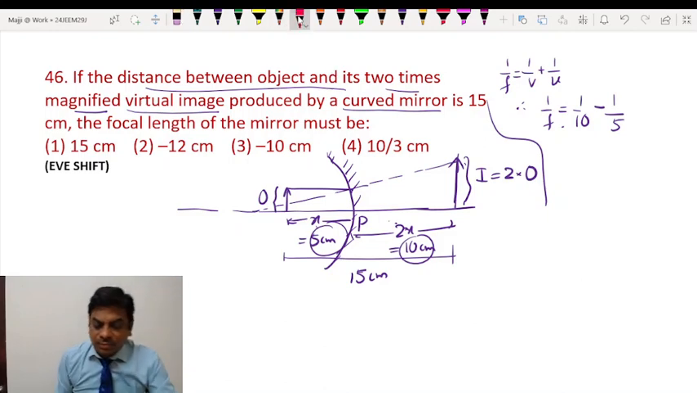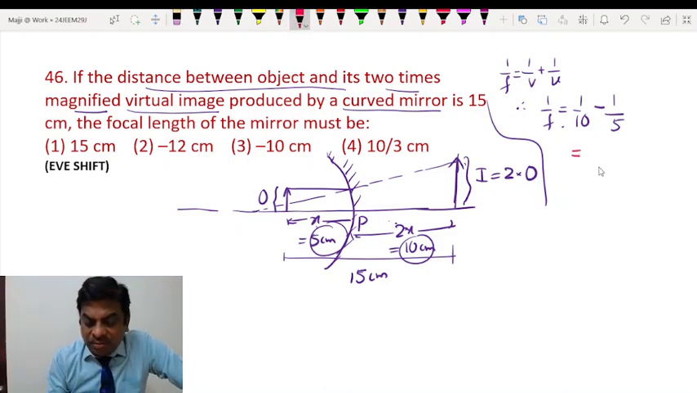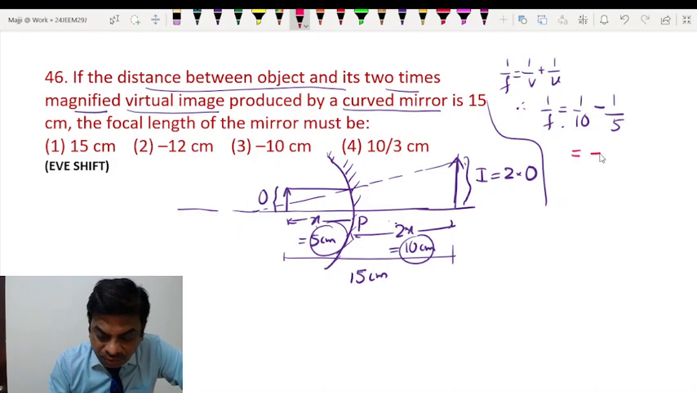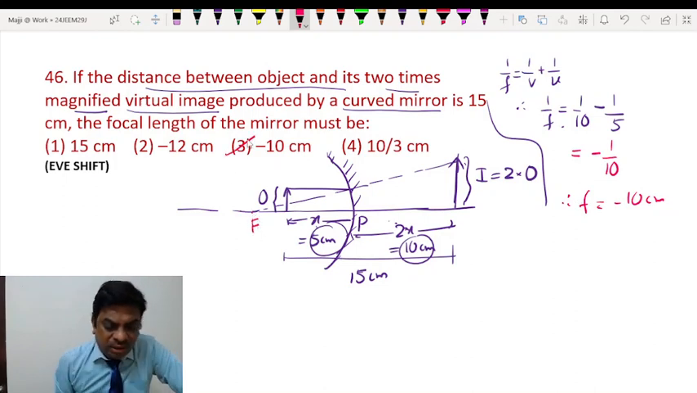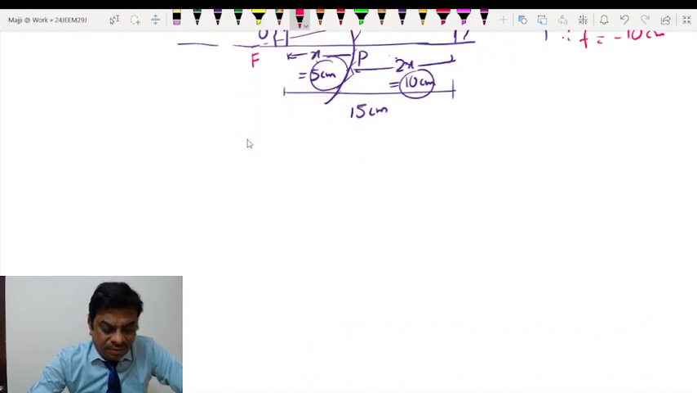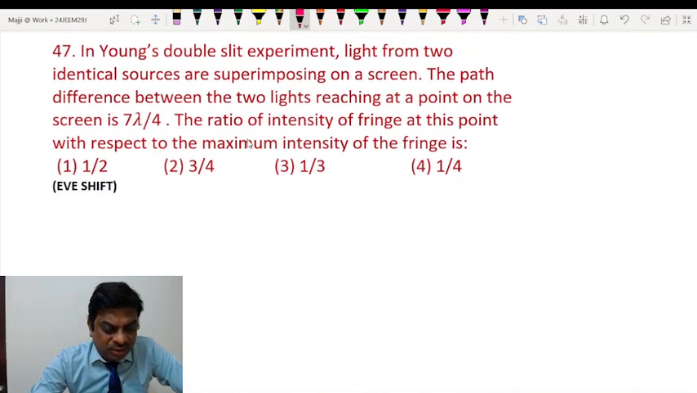Okay, students. So 1 by 10 minus 1 by 5 will be, of course, minus 1 by 10. So focal length is minus 10 cm. Of course, focus lies to the left of the mirror, so certainly the focal length has to be negative. Okay, students. Then moving on to the next question.